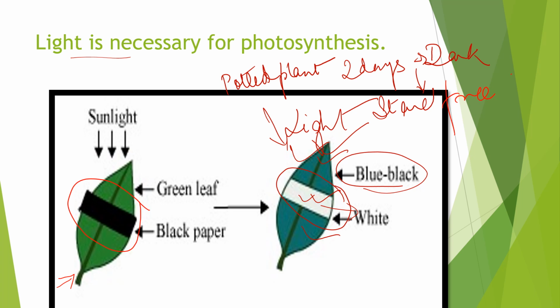Now when we have kept it with a part covered with black paper, only the uncovered part had received sunlight and it tests positive for the presence of starch. So starch is present in this uncovered region. Hence it is proof that light is very much necessary for photosynthesis. So let us move on to the next experiment now.